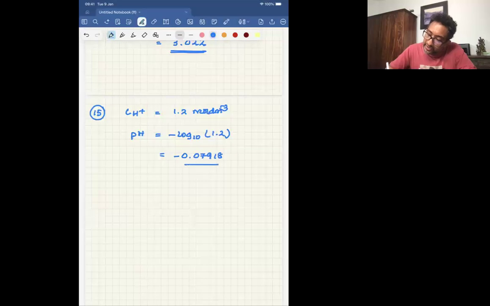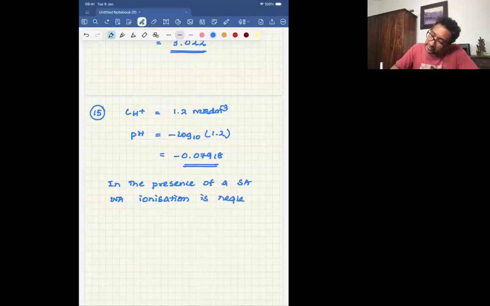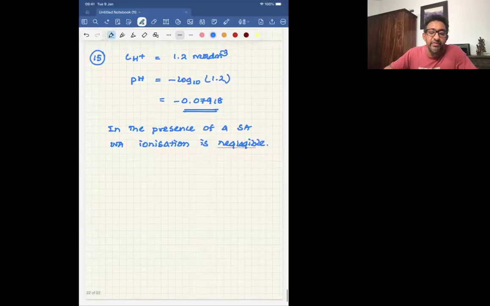You have to mention that in the presence of a strong acid, weak acid ionization is negligible. You got the idea? Question number 15 is that.